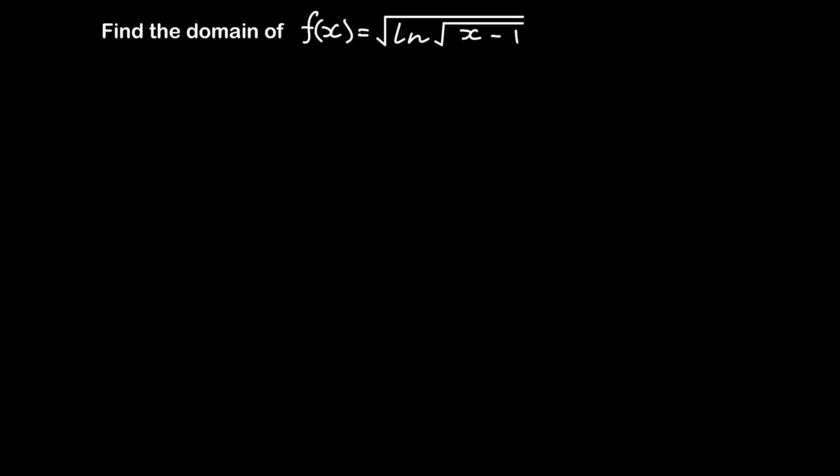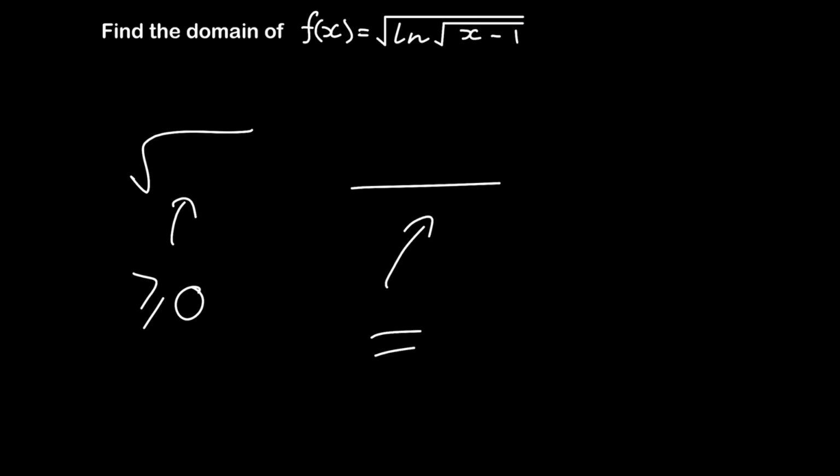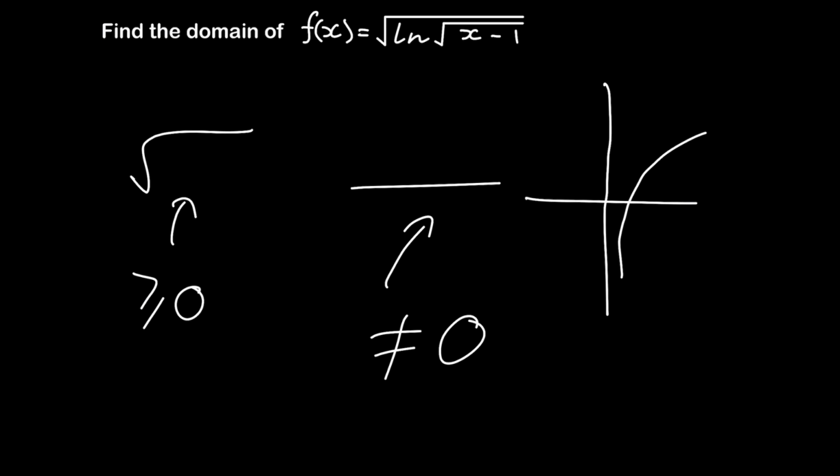So the things that typically restrict domains are radicals, because whatever is inside a radical has to be greater than or equal to 0. Also fractions, because the denominator of a fraction cannot equal 0. And also log functions, because log functions have asymptotes. For example, the natural log function has an asymptote at x equal to 0, which means that the natural log function only exists to the right side of the y-axis.